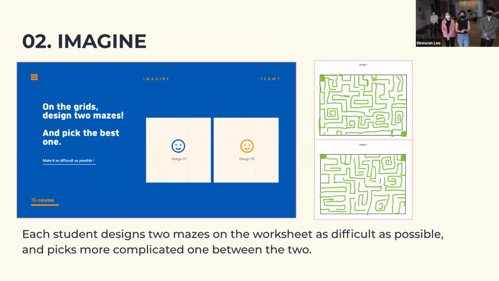For the second phase, imagine, each student will design 2 mazes on the worksheet that they think can be as difficult as possible and pick the more complicated one between the 2. In this phase, students will utilize what they learned from doing the mazes in the first phase and put this into design. Here they will think about how to make the maze more complicated and how to create obstacles, and they will share their ideas with the whole class.